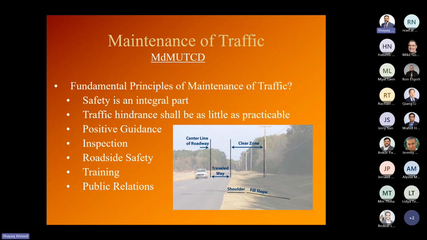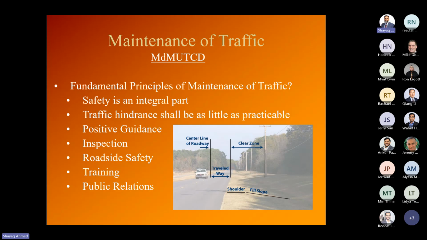So the fundamental principles of maintenance of traffic, there are 7 of them: safety, traffic hindrance, positive guidance, inspections, road safety, training, and public relations. Basically, the safety of everyone should be an integral part and a priority element for every project. We should also consider all road users, as I explained in previous slides. While designing the MOT, we should consider all roadway users, not only the roadway, but also pedestrians and bicyclists.